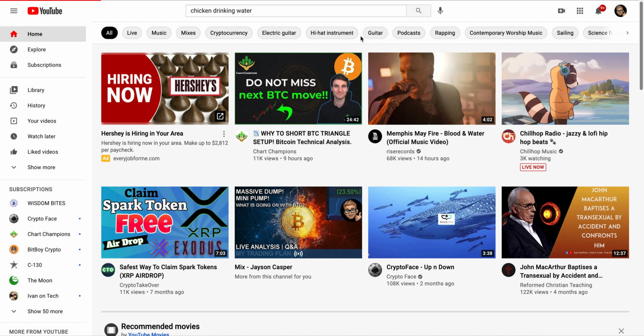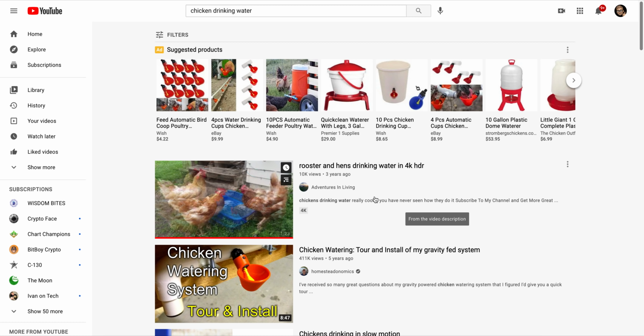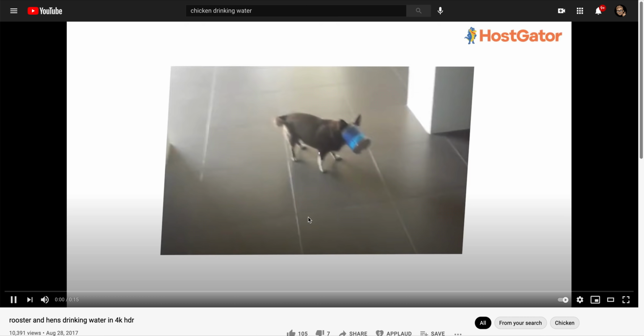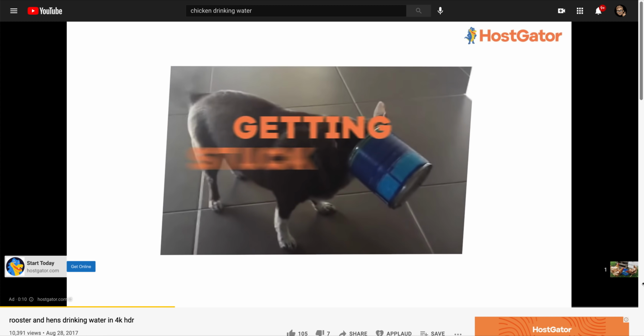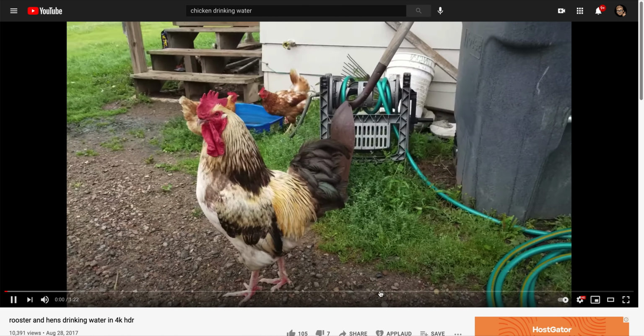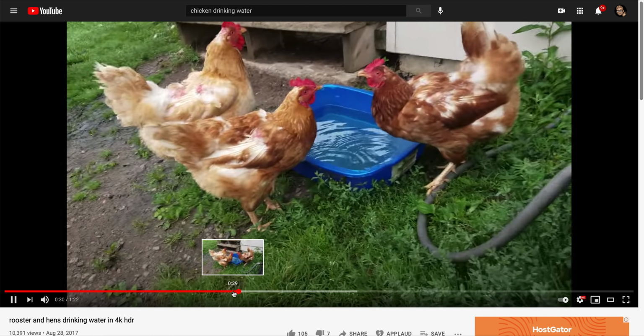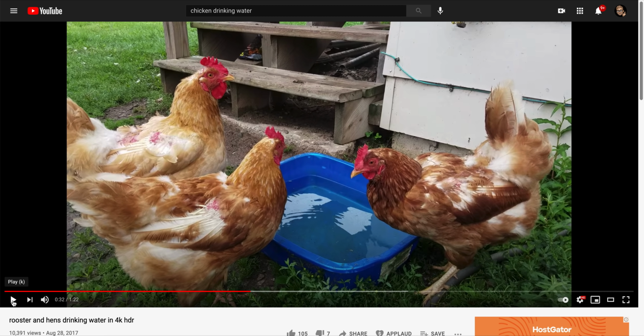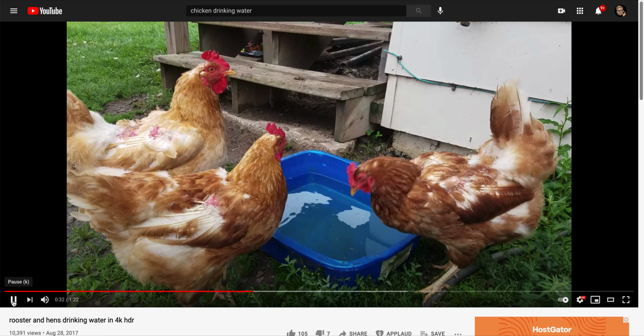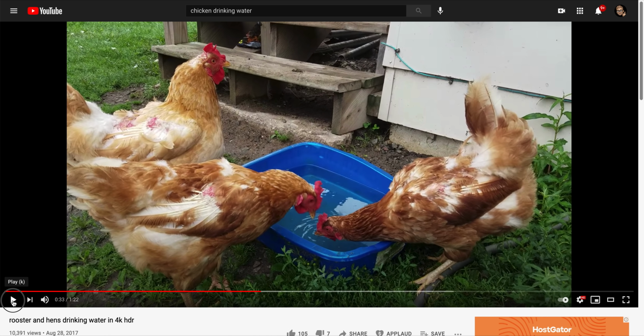Chicken drinking water. Okay, let's check it out here. So, where's our chickens drinking water? Here they are. Watch the way the chicken drinks water, okay? Watch the chicken's head. The chicken is going to dip his head in real quick, dunk it down, and then pull it right back up and lap the water up.